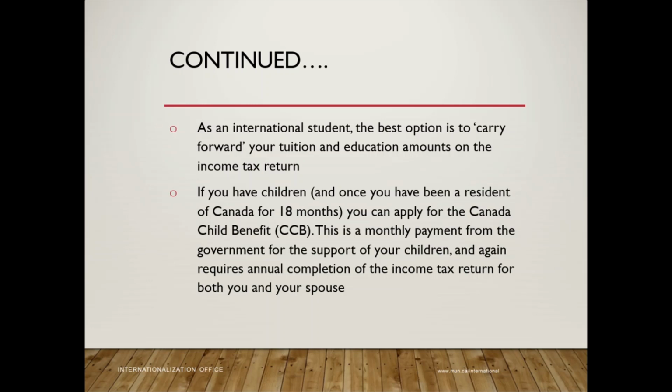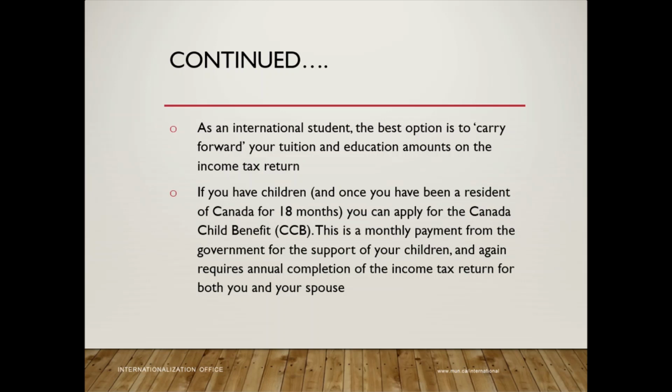Now if you have children and once you have been a resident of Canada for 18 months, you can apply for the CCB, meaning Canada Child Benefit. This is a monthly payment from the government for the support of your children, and again requires annual completion of an income tax return for both you and your spouse. Again, this is if you have children and a spouse, and if you have been here for 18 months, then you can apply for the Canada Child Benefit. You can find more details on the CRA website. You can just Google Canada Child Benefit and you should get the details.